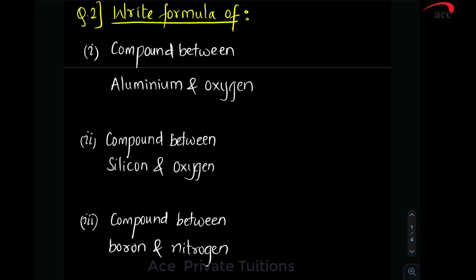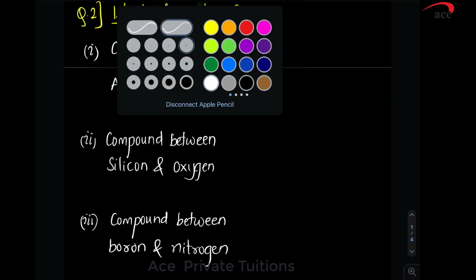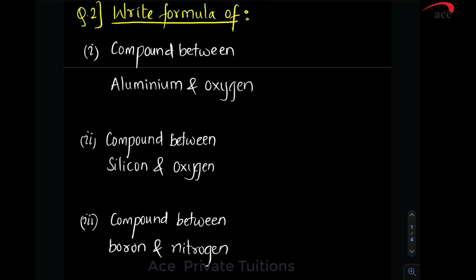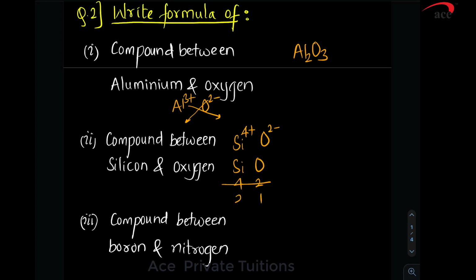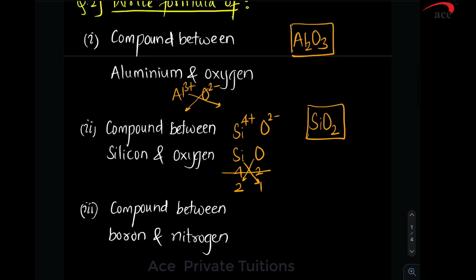Go ahead, pause and try. Hope you would have tried it. Aluminium, oxide is 2 minus, cross multiply. What is the formula that you will get? It will be Al2O3. Similarly, silicon 4 plus, oxygen 2 minus. That means silicon has a valency of 4, oxygen has a valency of 2. If you simplify, it will be like this. Then cross multiply. The formula will be SiO2. That will be the formula.